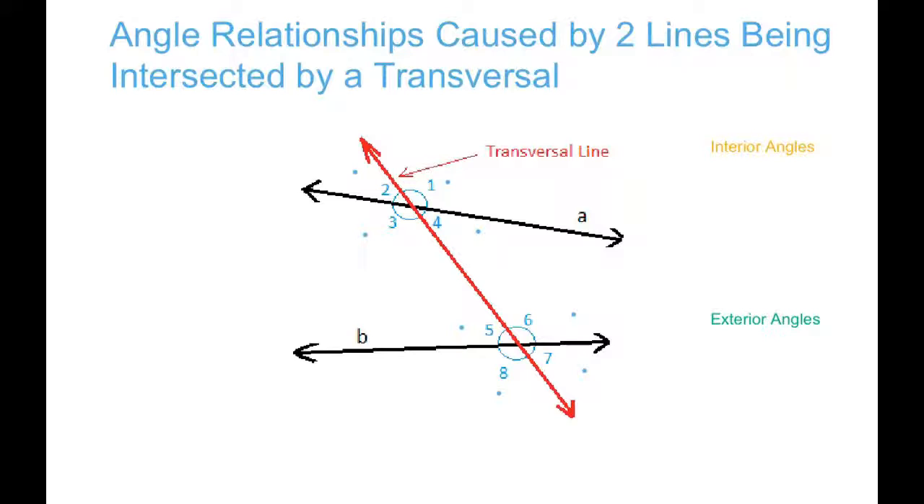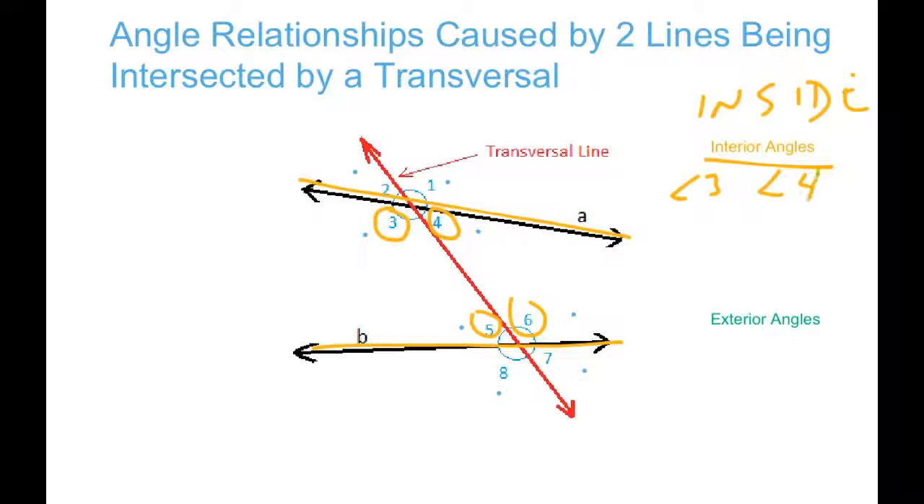We're going to start off with interior and exterior angles. So interior angles, if you think of the word interior, it would mean inside. If you're going to paint your house and you're going to paint your living room, that's inside your house, so you would get interior paint. So when we say interior or inside, we're talking about inside the two lines. So we're looking at angles 3, 4, 5, and 6 because they're inside these two lines. Okay, so our interior angles are angle 3, angle 4, angle 5, and angle 6.